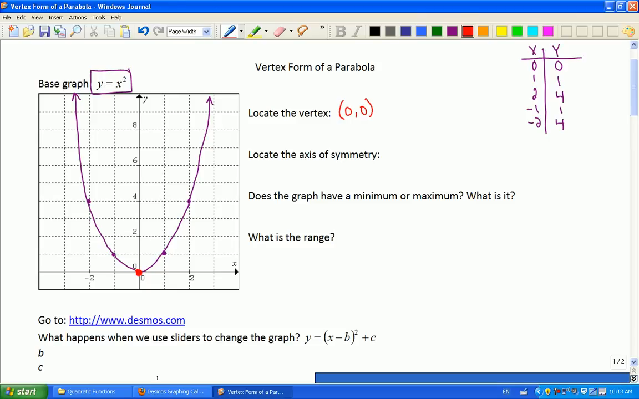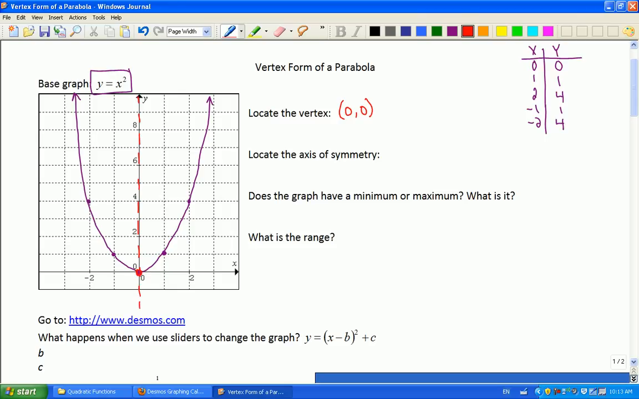The axis of symmetry. My picture's not the greatest one to show this to you, but I will use some proper graphing software. But there is some symmetry if we were to cut this parabola right down the middle, and it does go exactly through the vertex.